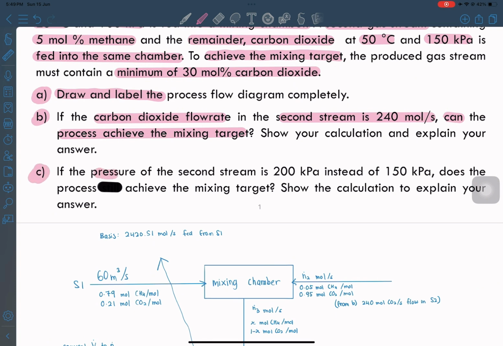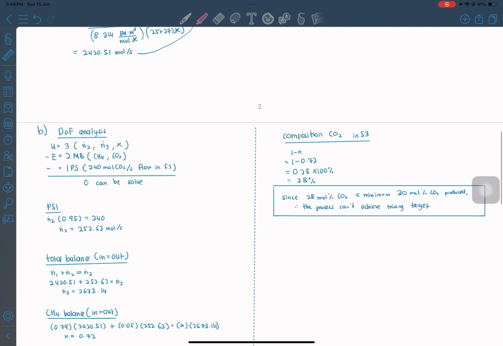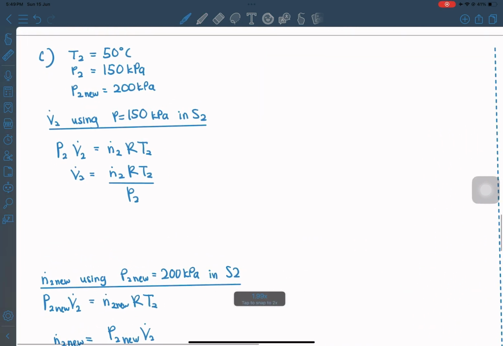For question C, if the pressure of the second stream is 200 kPa instead of 150 kPa, does the process achieve the mixing target? Show the calculation to explain your answer. We have T2 is 50 degrees Celsius, P2 is 150 kPa and P2 new is 200 kPa. We use 2 because this process happens in stream 2. First, we need to find V dot 2 using P equal to 150 kPa in S2. We are using the formula P2 V2 equal to N2 RT2.